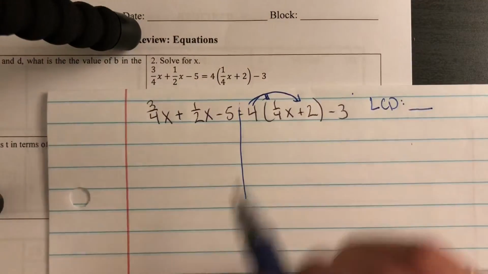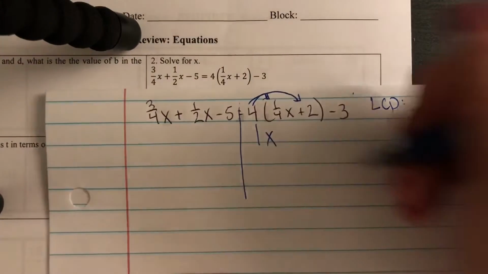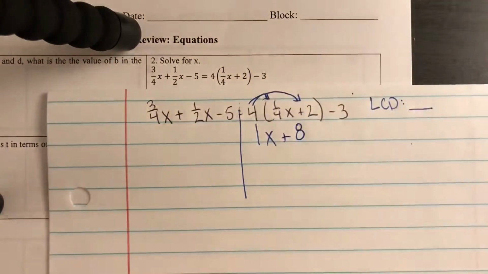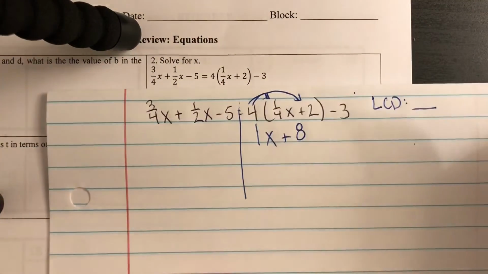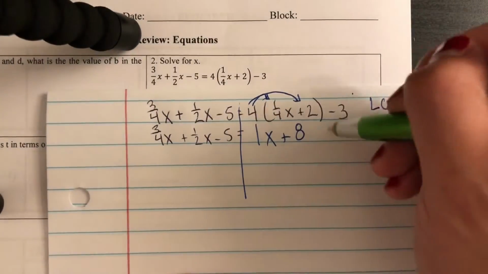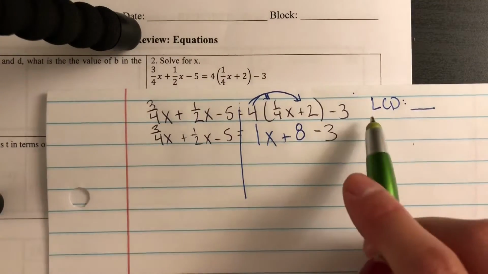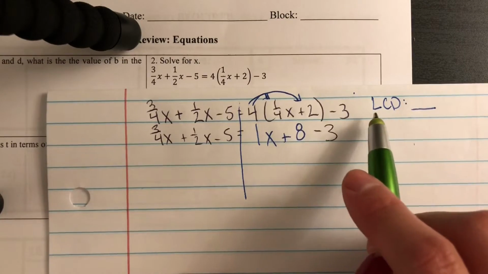When I do that, 4 times 1/4 is just 1x, and 4 times 2 is positive 8. I'm going to bring down everything else on both sides: 3 over 4x plus 1/2 x minus 5. Drop down the equal sign as well as this minus 3. All right, so I still have fractions, so I still want to use this LCD to clear it.